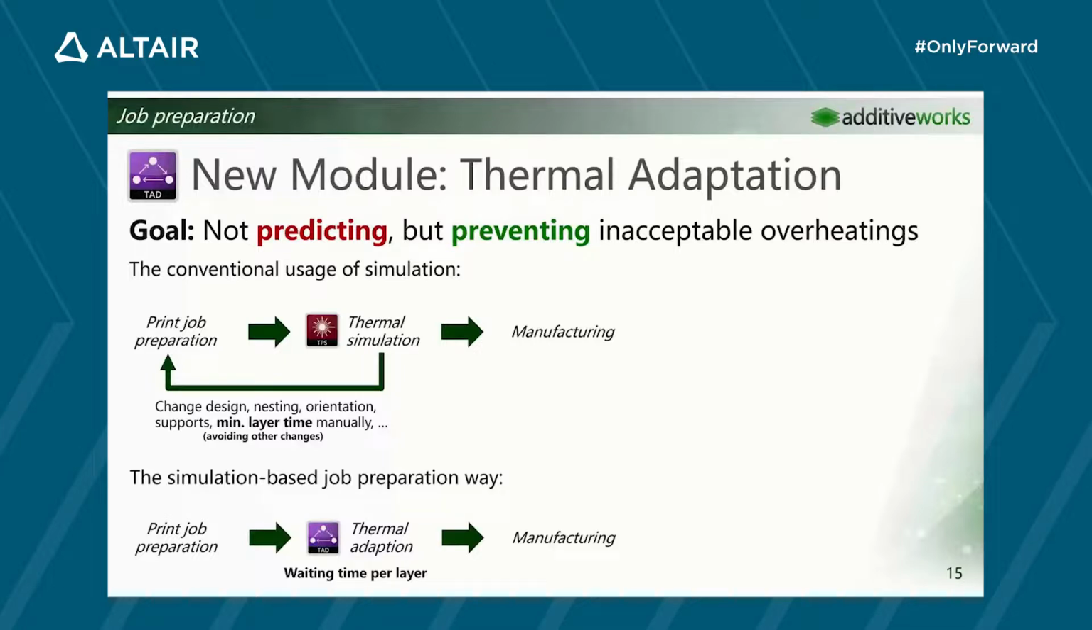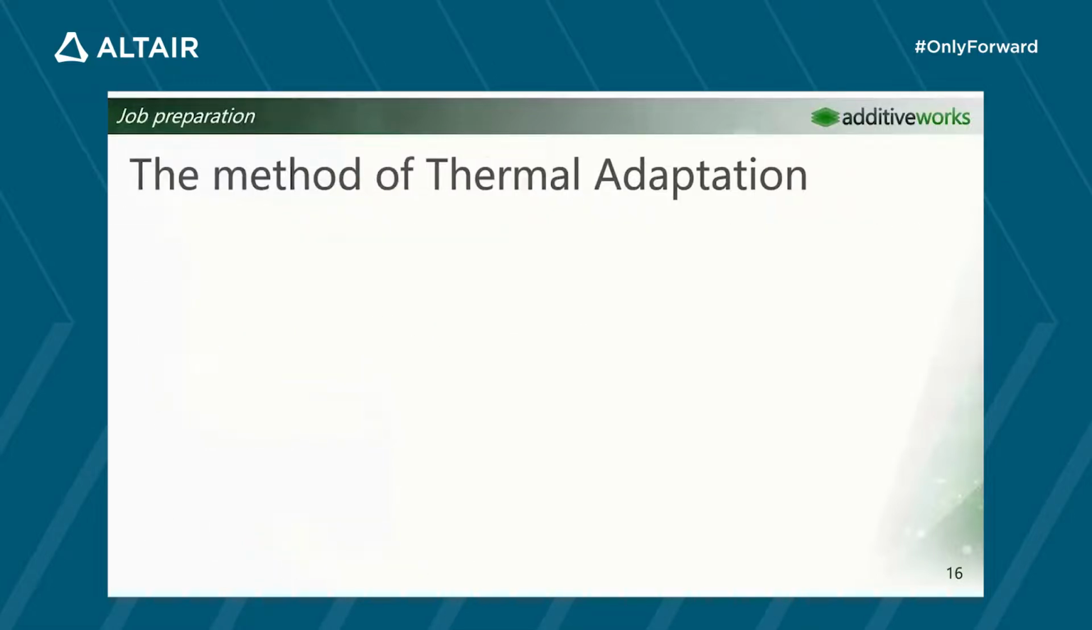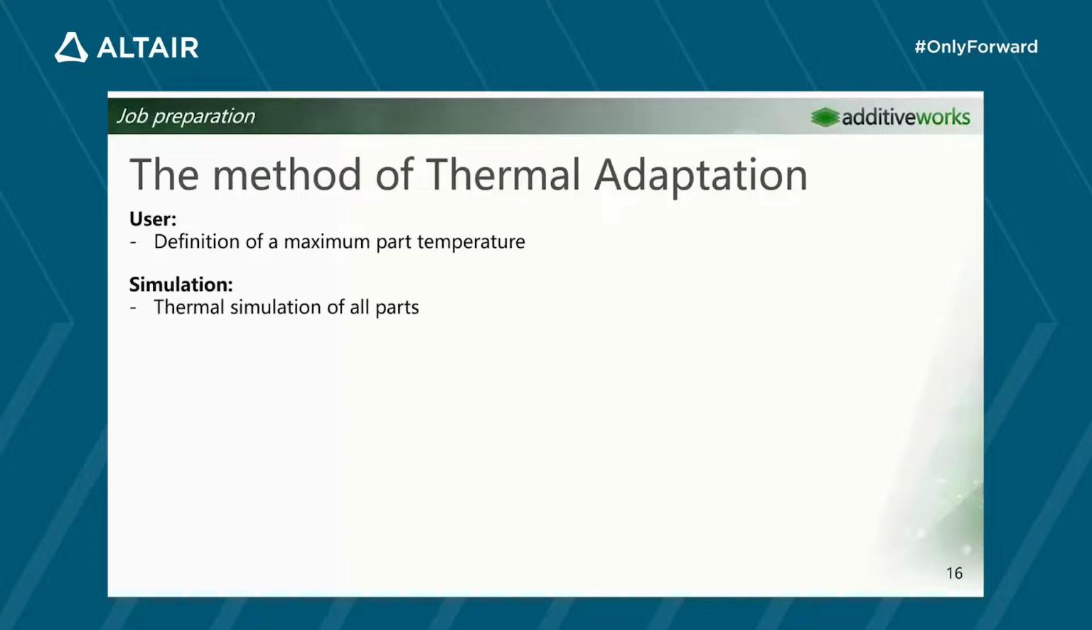And then you go directly to manufacturing. So there's no loop anymore. What's the method here? Basically, the user is defining a maximum temperature. So this is all you need to do. What does the simulation do? It is a simulation, of course, of all parts, because if one part is getting hotter, you want to cool this down.